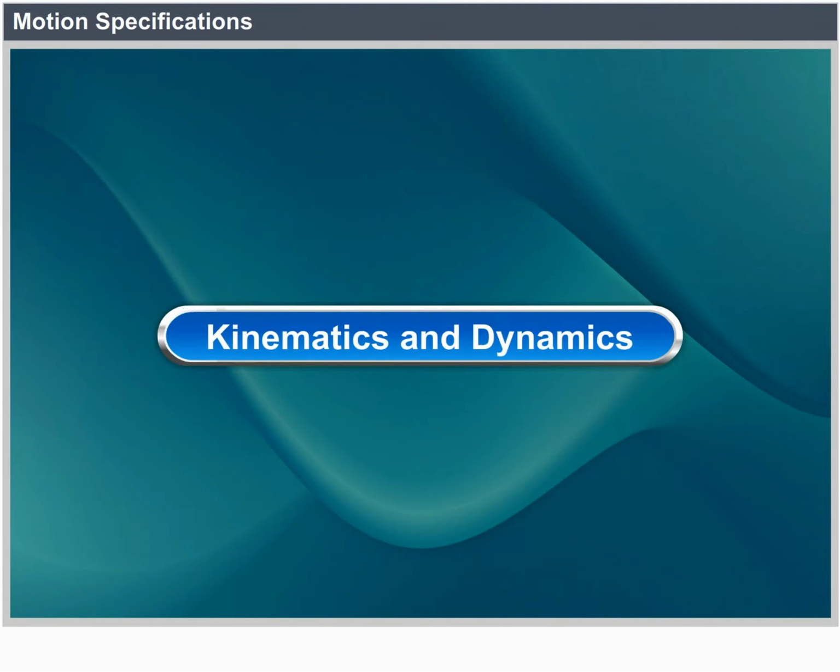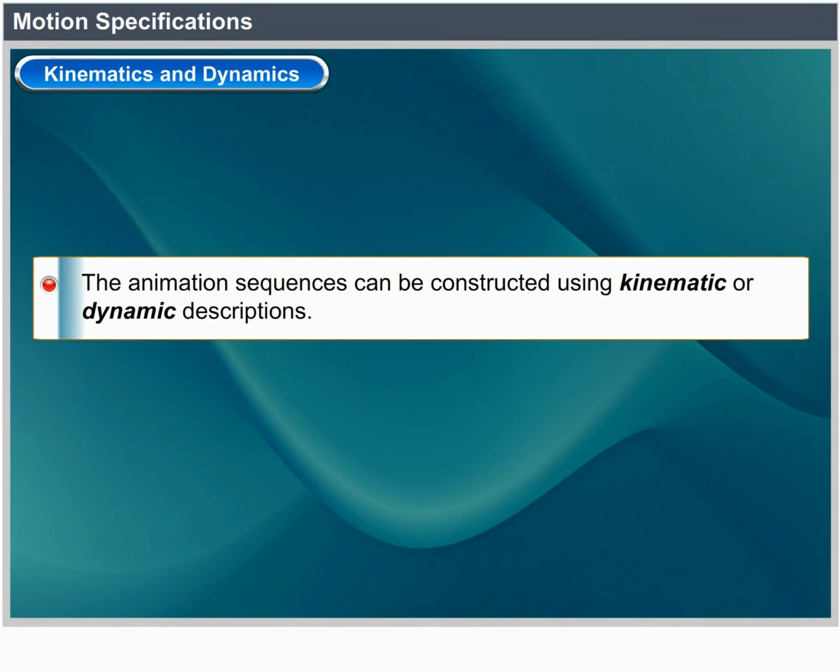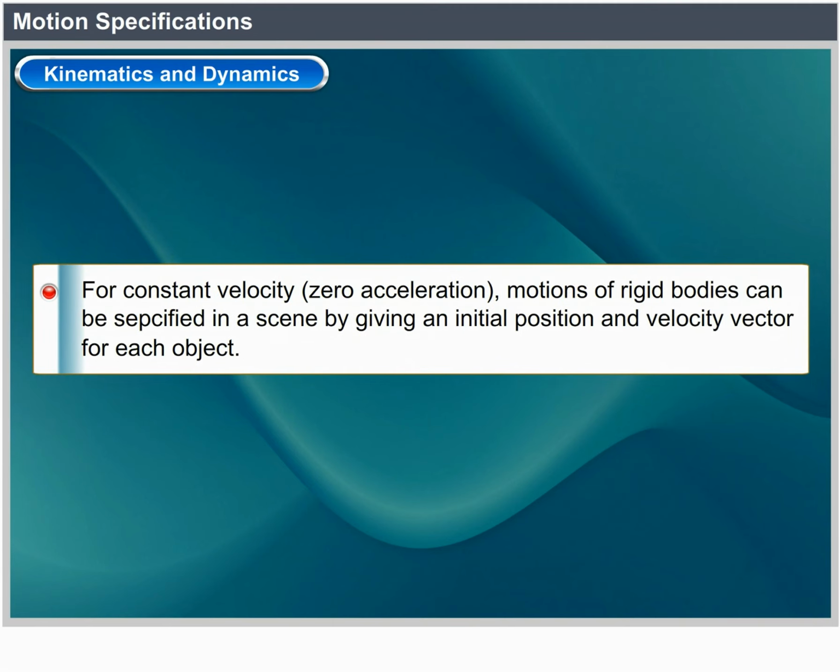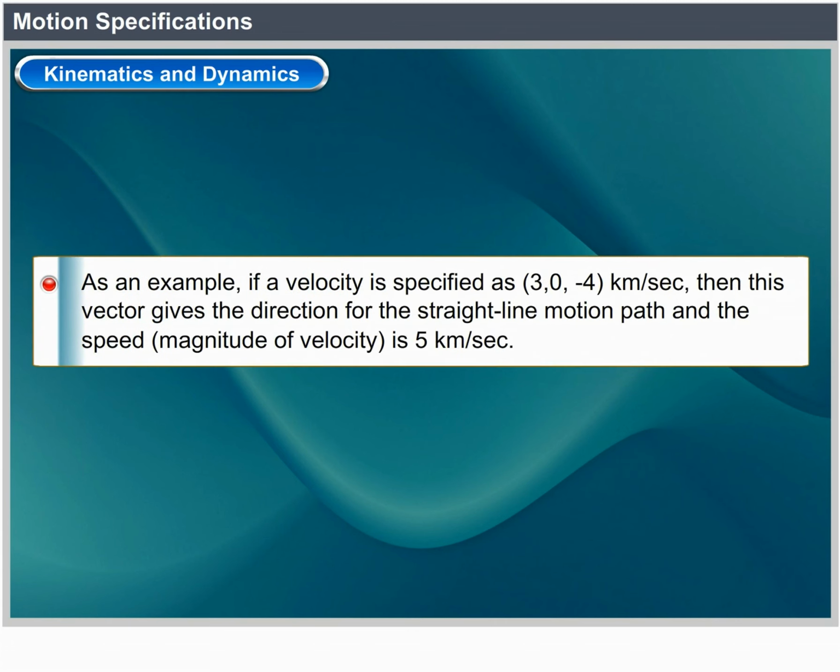Kinematics and Dynamics. We can also construct animation sequences using kinematic or dynamic descriptions. With a kinematic description, we specify the animation by giving motion parameters, position, velocity, and acceleration, without reference to the forces that cause the motion. For constant velocity, that is zero acceleration, we designate the motions of rigid bodies in a scene by giving an initial position and velocity vector for each object. As an example, if a velocity is specified as 3, 0, and -4 km per second, then this vector gives a direction for the straight line motion path and the speed, magnitude of velocity, is 5 km per second.